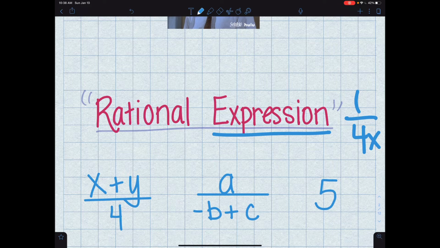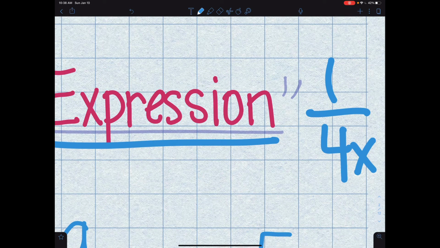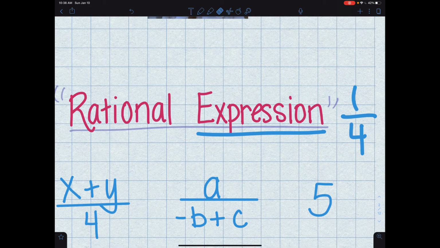So now something like this has sort of increased in complexity, and we'll call it a rational expression instead of a rational number. Rational expression is more accurate. But 1 over 4 just by itself, even without the x, is still a rational expression, right? Because that x could be 1. So rational expression is a more inclusive term. It includes all the rational numbers, but it also includes things with variables.